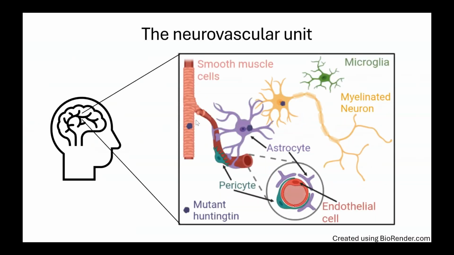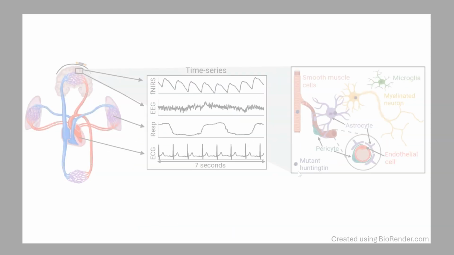The neurovascular unit consists of the microvasculature, neurons, and astrocytes that connect them, and it's responsible for the regulation of blood flow in the brain. The mutant huntingtin protein has been found in all major parts of the neurovascular unit. Still, a non-invasive assessment of the functioning of the neurovascular unit has not been done in Huntington's disease patients.